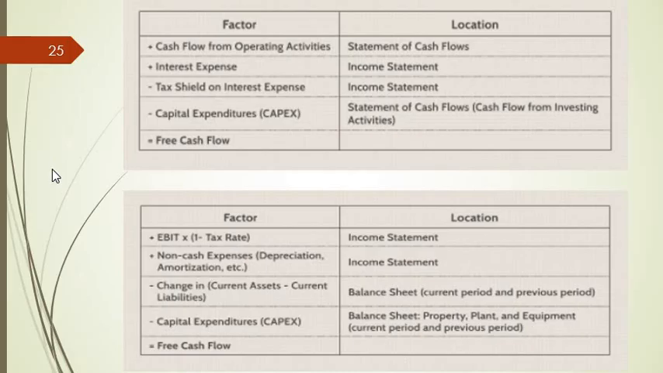We can also calculate the free cash flow using components from the balance sheet and income statement: earnings before interest and taxes, which is located in the income statement; non-cash expenses, depreciation and amortization, also from the income statement; the change in current assets minus current liabilities, which is working capital, taken from the balance sheet; and then capital expenditure, a balance sheet component including property, plant and equipment, which comes under the head of long-term assets.